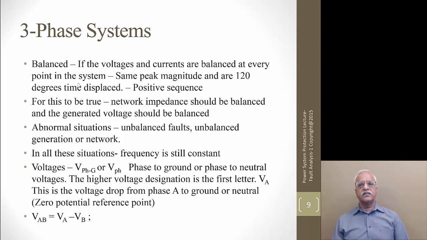Now, voltage is represented as V with the higher potential letter first, and then the second letter tells you the reference point at lower potential. For example, for an A to ground fault, we write VAG. Normally, that G is dropped off, and we write it as VA. Whereas if I am looking from phase A to phase B, we represent it as VAB.